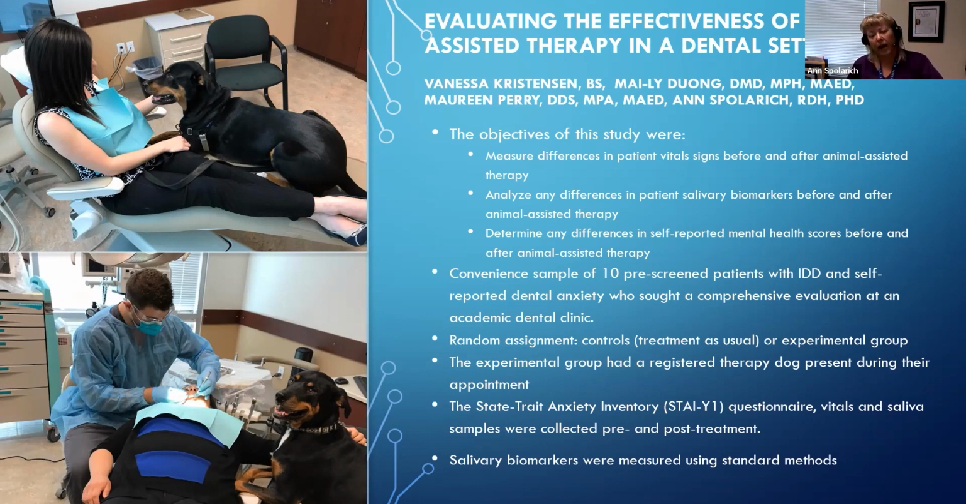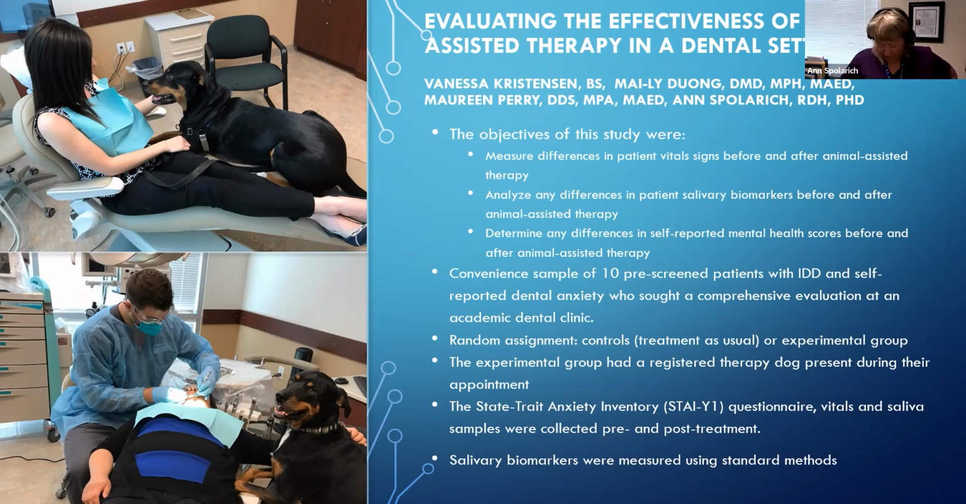We used a convenient sample of 10 pre-screened patients, and they were randomly assigned to dental treatment as usual, so how we would manage those individuals like we typically do. The people in the experimental group got to have a registered therapy dog present during their appointment. As you can see in the pictures, they could either hold the dog on their lap, or have the dog in the room right next to them, even within reach. We used a validated state trait anxiety inventory questionnaire, and standard procedures in terms of vitals and collecting saliva samples before and after the intervention.